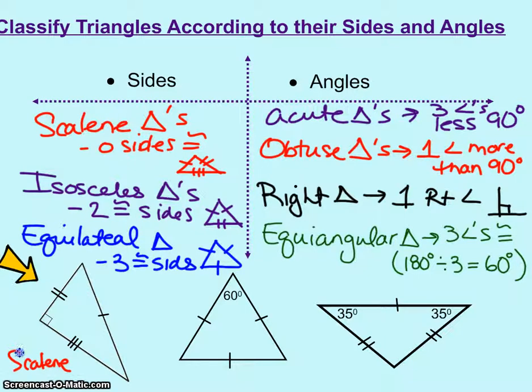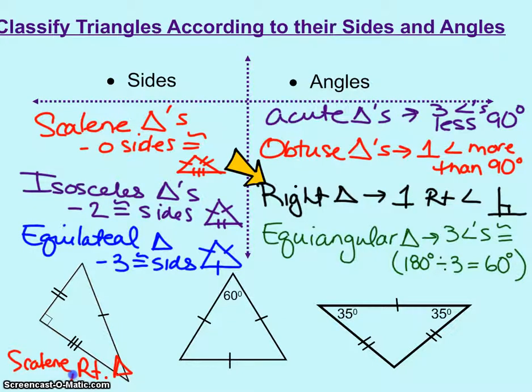And when I look at that triangle, I see that it has this little box in the corner. That little box means that it's right. So then we pull a word from our angle list, and it turns out that that angle is a right angle. And so we call that a scalene right triangle.